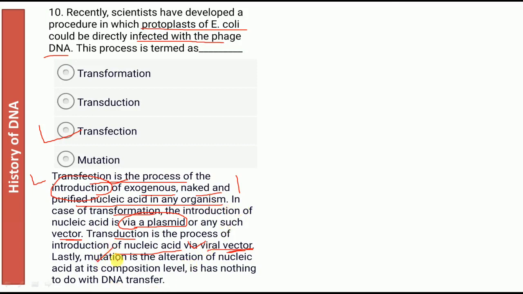Lastly, what is mutation? Mutation is the alteration of nucleic acid at its composition level. It has nothing to do with the transformation. So mutation is the alteration of nucleic acid. It has nothing to do with the DNA transfer.